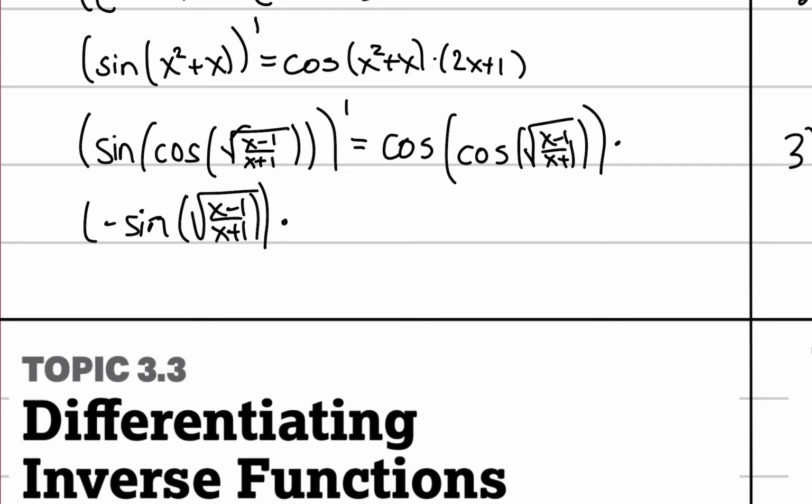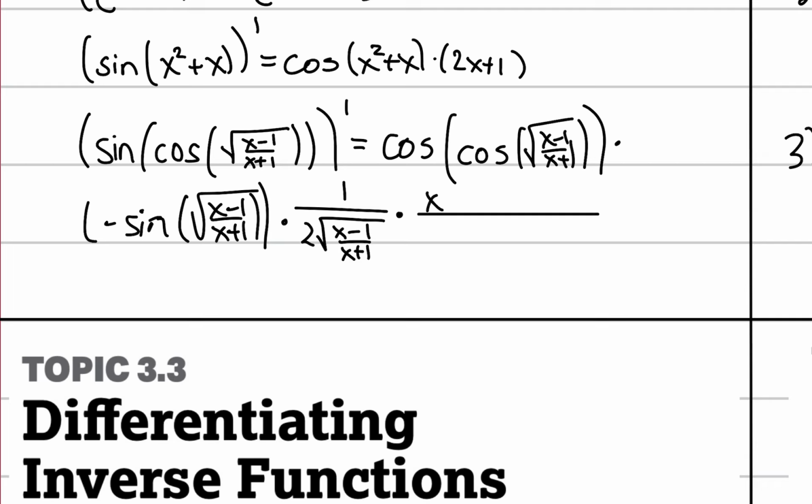Times the derivative of the innermost function, which is again a composition. So we're going to use the chain rule again, right? The derivative of the square root of x, you could use power rule, or you could just memorize it's 1 over 2 times the square root of that, times the final inside, the derivative of the inside, which is just a quotient rule. So this is a pretty complicated derivative, but you should be able to do this with ease.